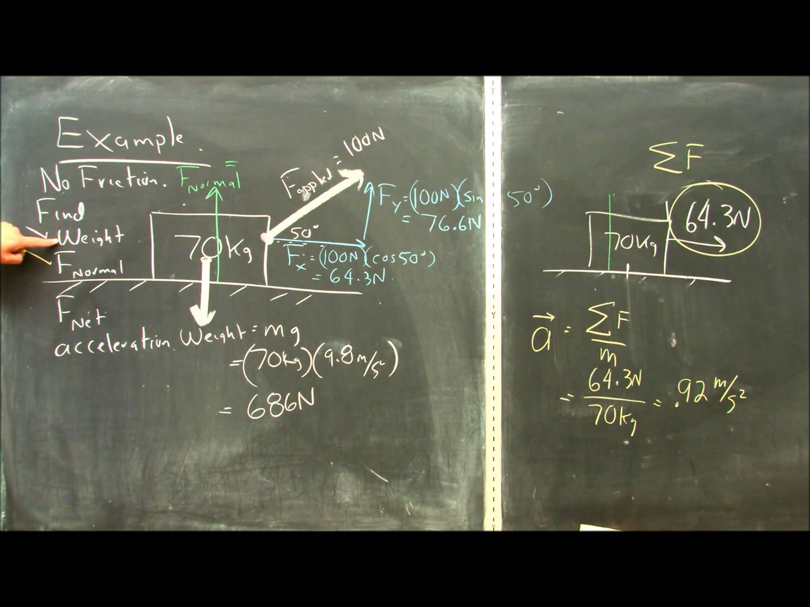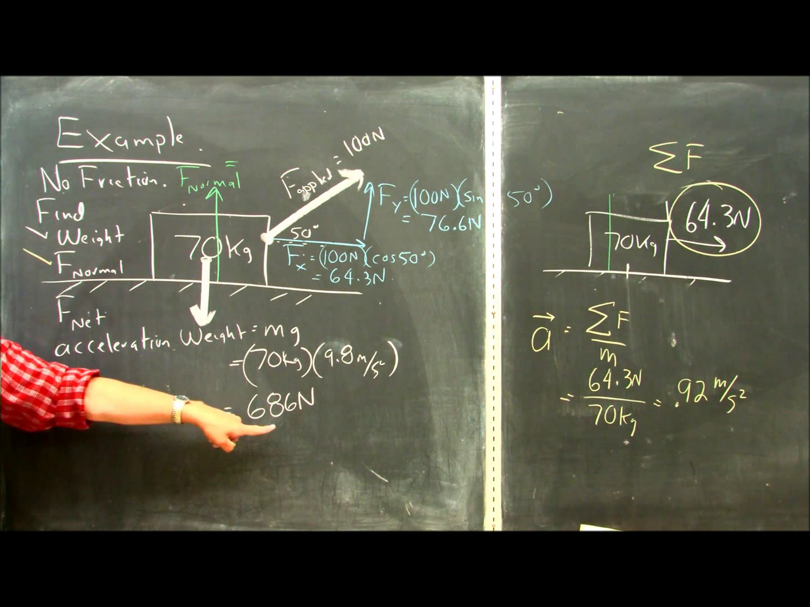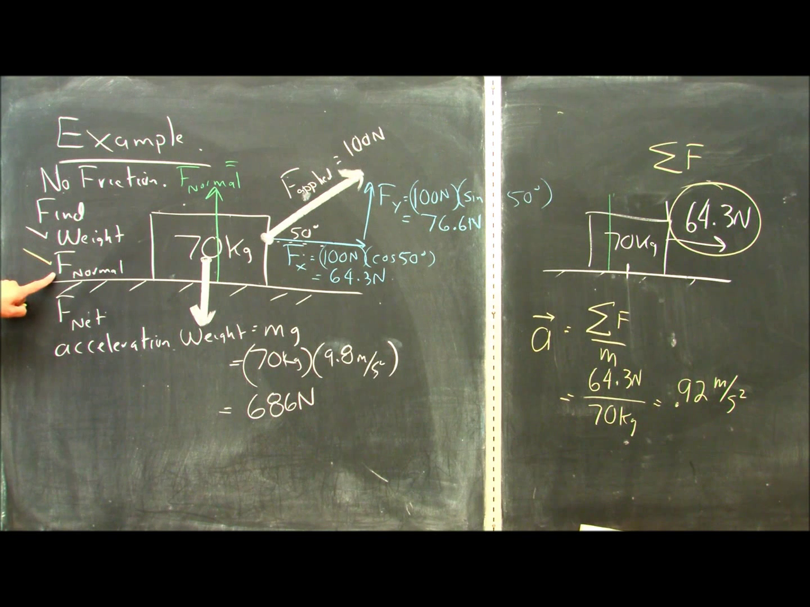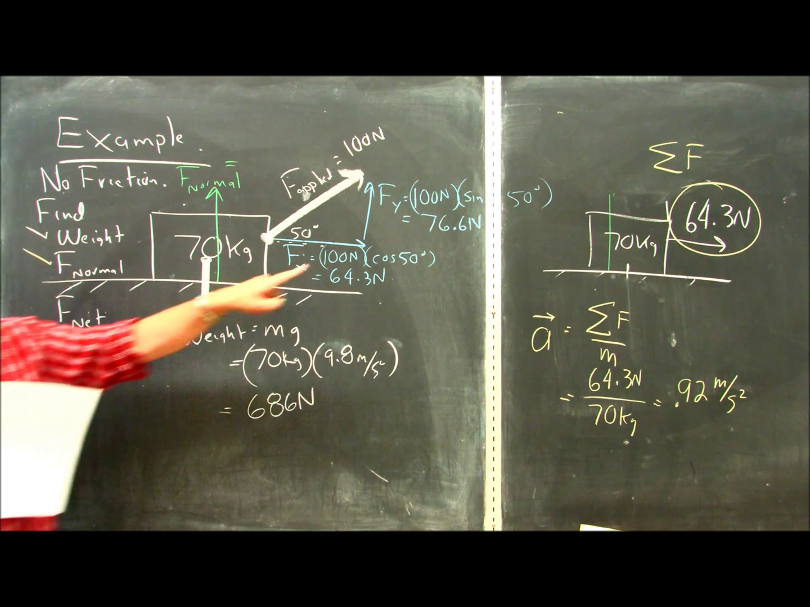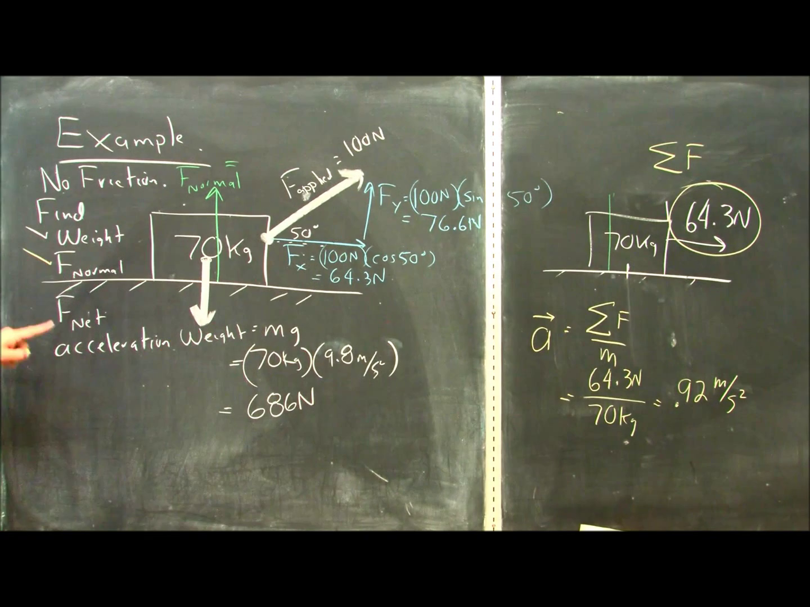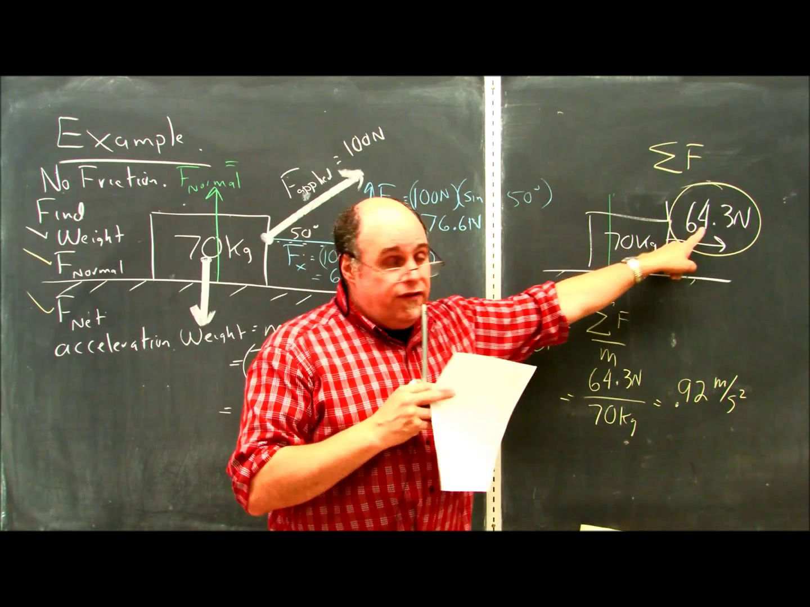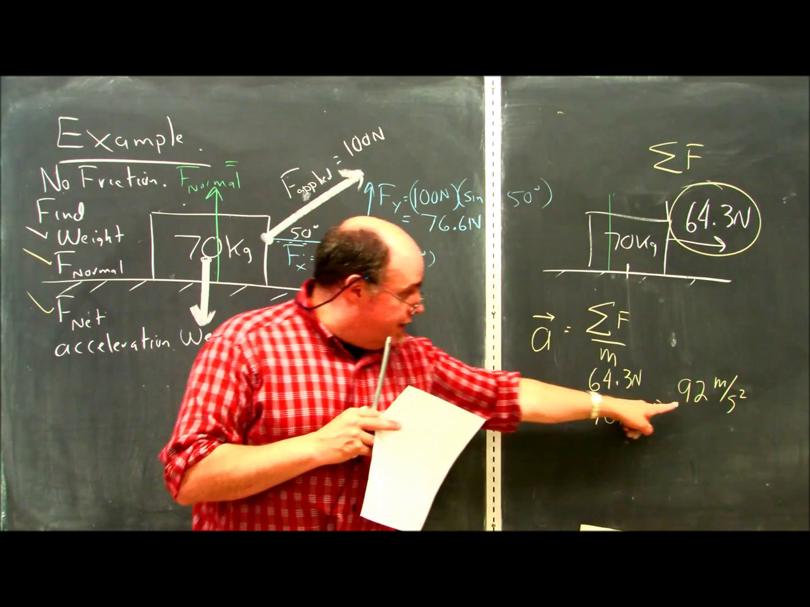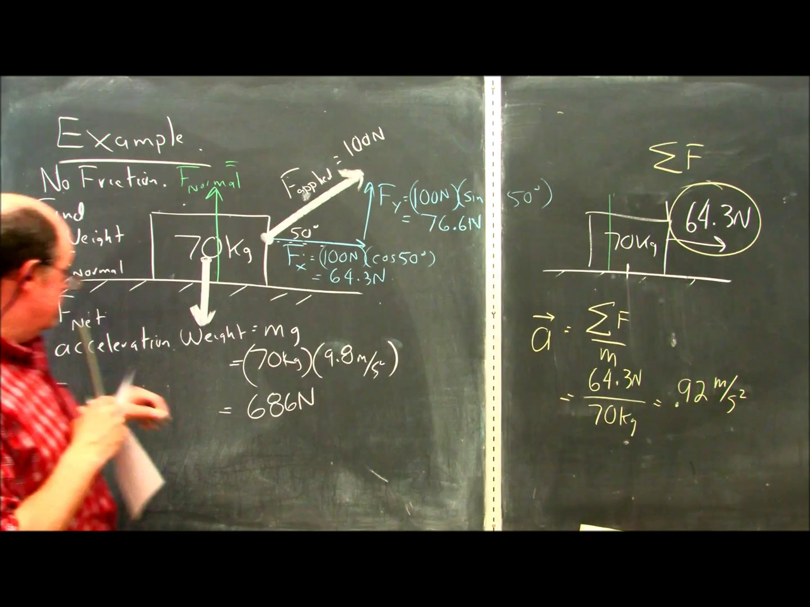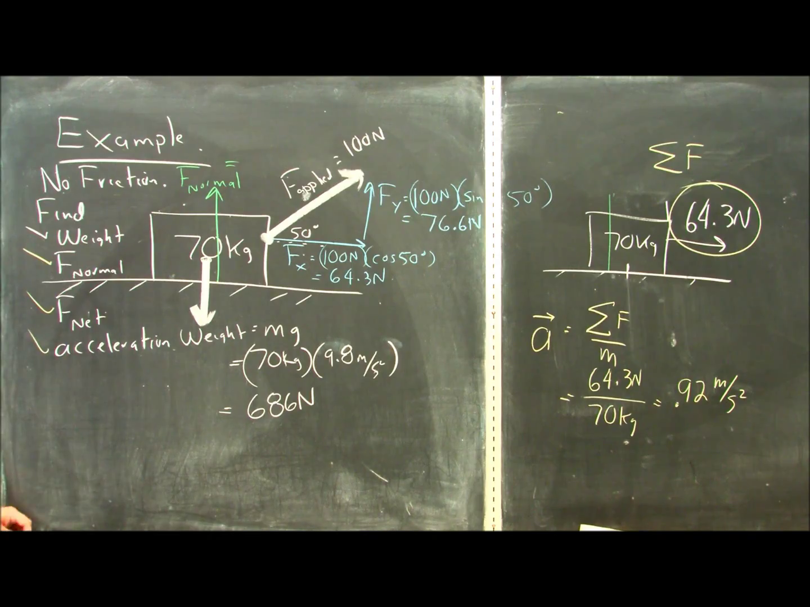We found the weight was 686, we found the normal force, I just erased it a moment ago. We found the net force. It's right here, 64.3, and we found the acceleration of 0.92 meters per second squared. So all of those things were found.